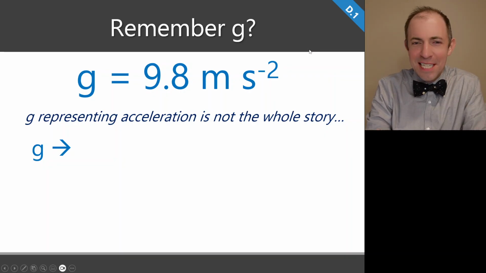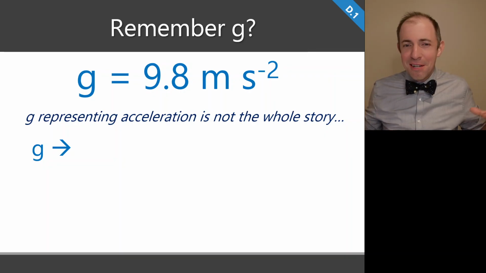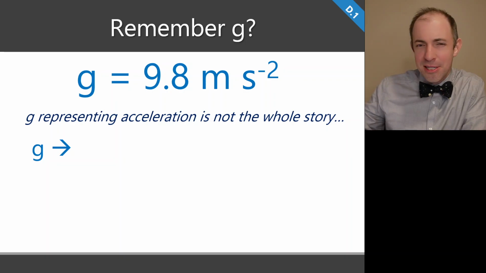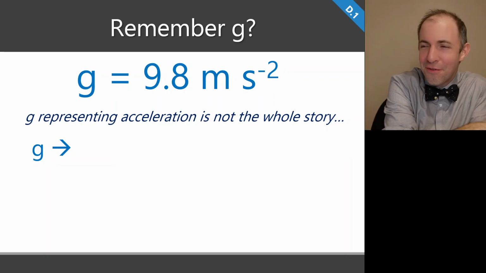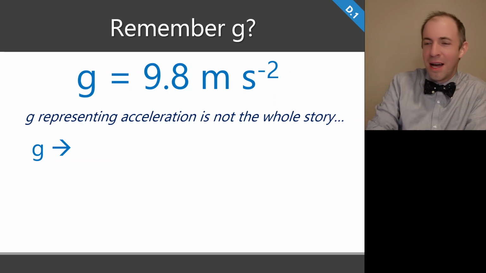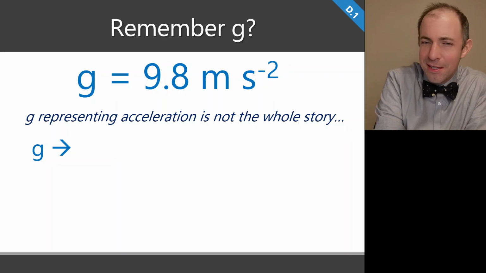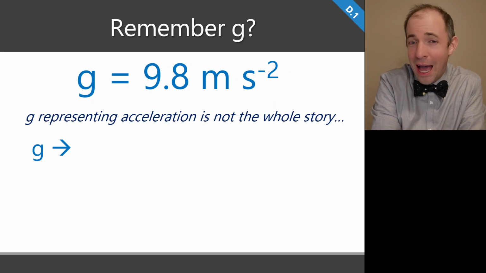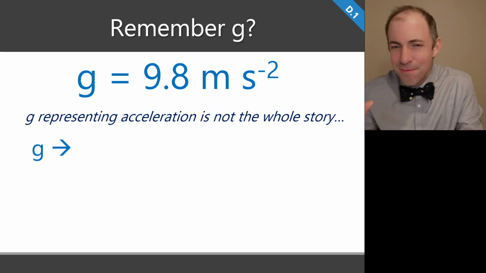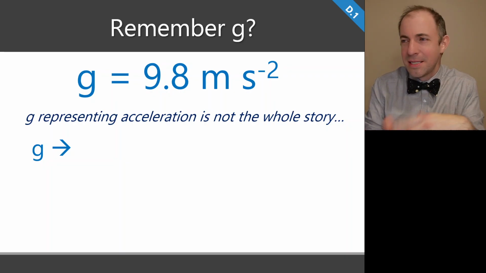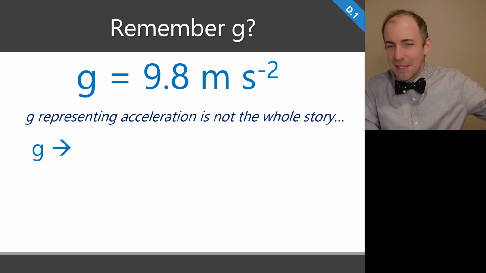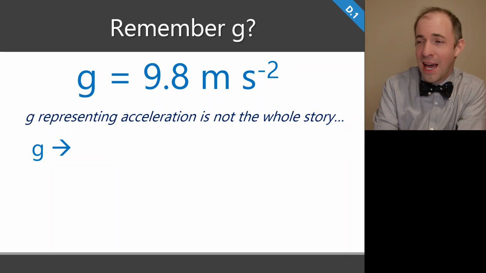Remember little g? We've seen this before. Little g we defined earlier as 9.8 meters per second squared. You used it for free fall, you used it to calculate gravity earlier on. And this is often described as the acceleration of gravity. But that's a very specific case. It's the acceleration of gravity if you're on the surface of the Earth. But little g is more than that.